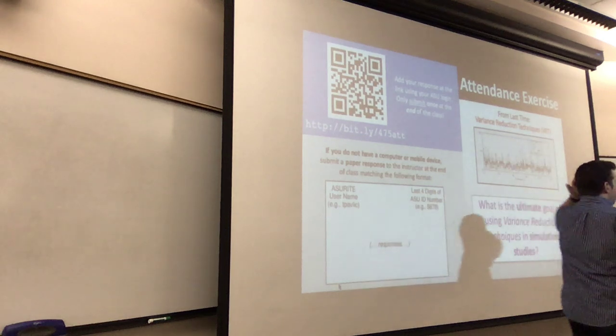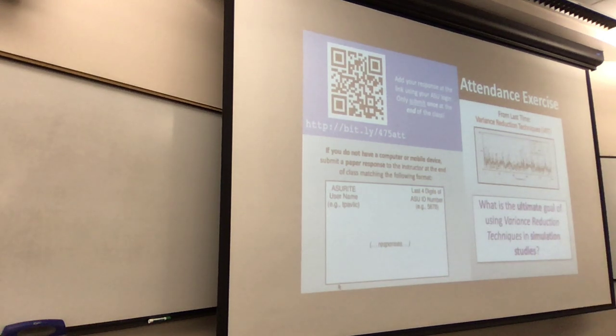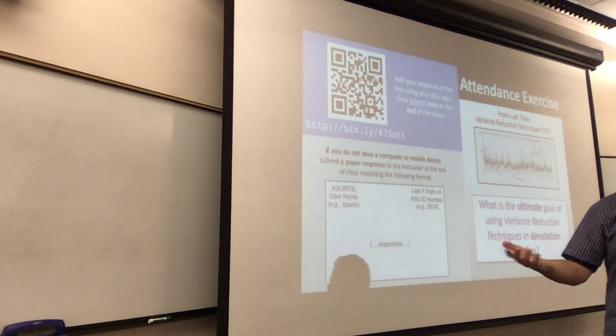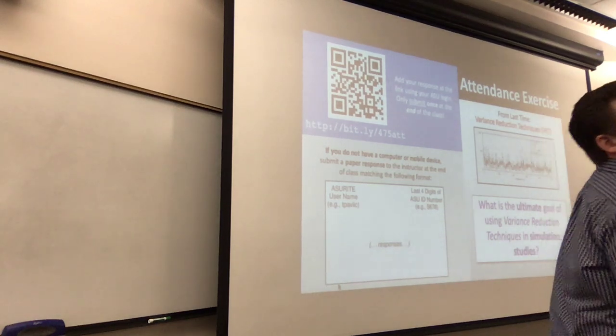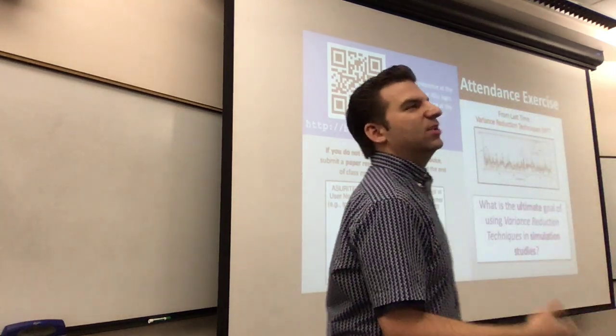In your attendance exercise, and feel free to chat with your neighbor, I'm wondering, what is the ultimate goal of VRTs? Why do we bother with taking the time to reduce the variance in these? What do we hope to get out of it? When we're doing simulations, why do we care about reducing variance? What's the benefit?